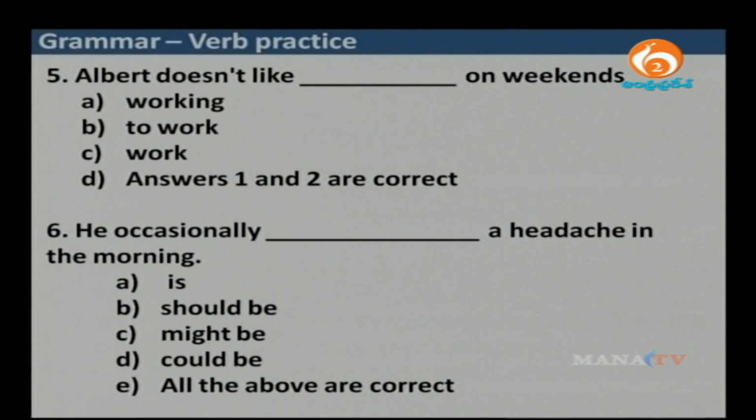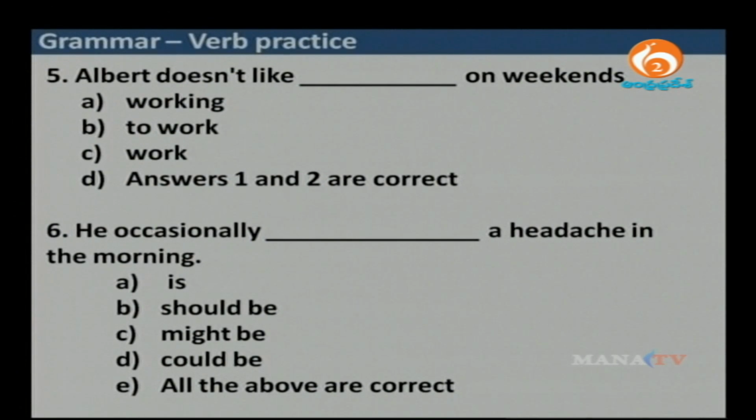Number 5. Albert doesn't like dash on weekends. Albert doesn't like working on weekends. Albert doesn't like to work on weekends. Albert doesn't like work on weekends. And option D, answer 1 and 2 are correct. So you can either say Albert doesn't like working on weekends, Albert doesn't like to work on weekends. So option D is the correct answer.